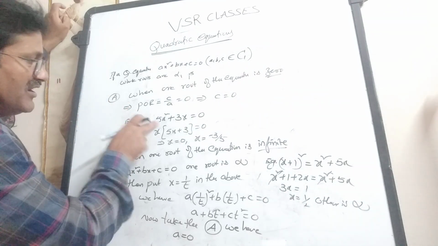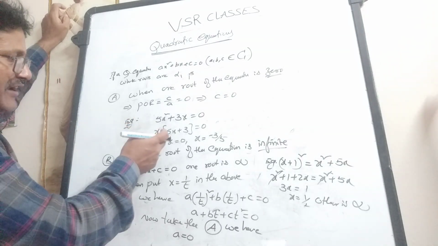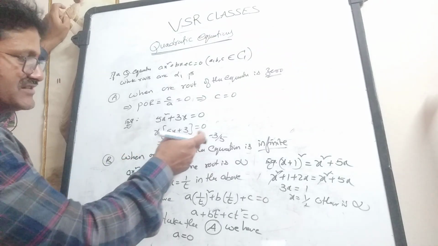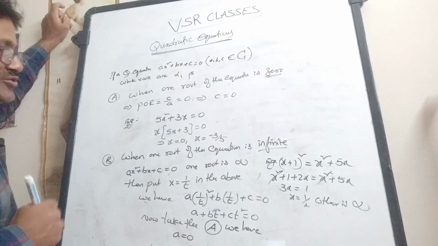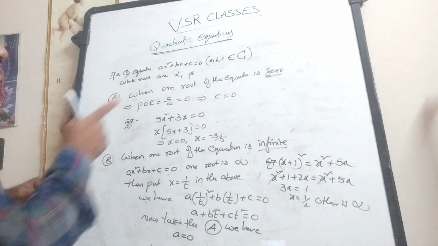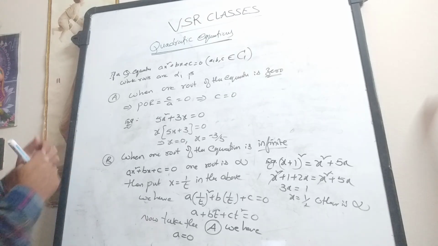Here, for example, 5x square plus 3x equal to 0. Take x common from that: x into (5x plus 3) equal to 0. Then x is equal to 0 and x is equal to minus 3 by 5 are the two roots. One root compulsorily is 0 when the constant term is 0. Okay, remember that. Now we will go for the b.